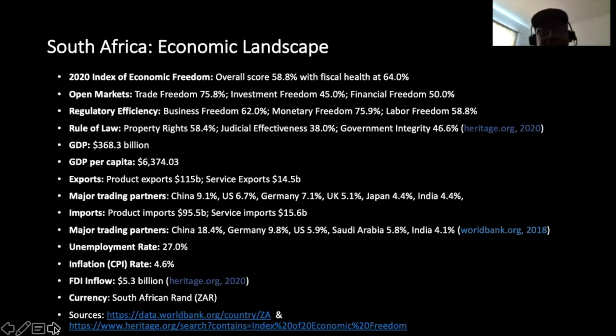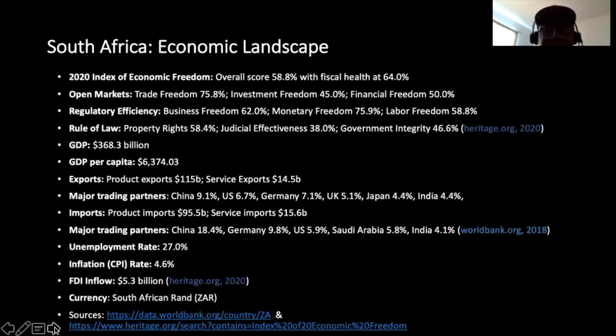Now we want to look at the economic landscape. And again, just as we talked about India, we looked at the most current index of economic freedom in South Africa. Why do you see that to be important? Because as far as digital marketing is concerned, you should understand the investment climate and the economic landscape. Here we look at: is the market open? How free are the trade practices? How free are the investment practices? How free is the financial sector?